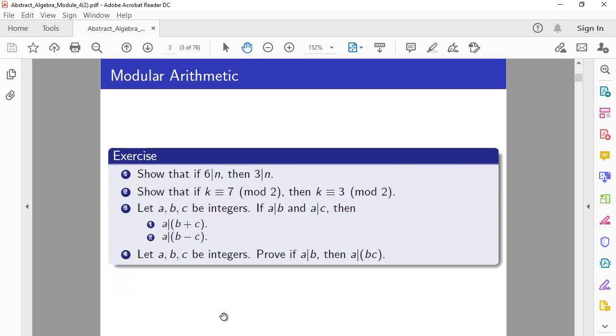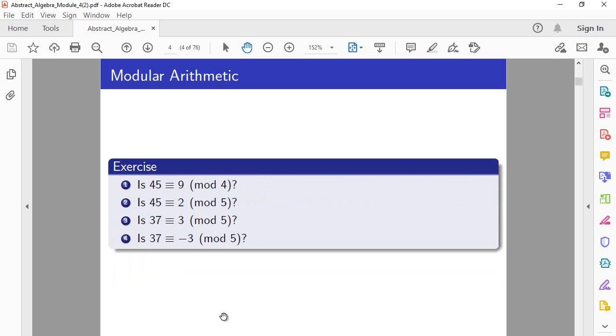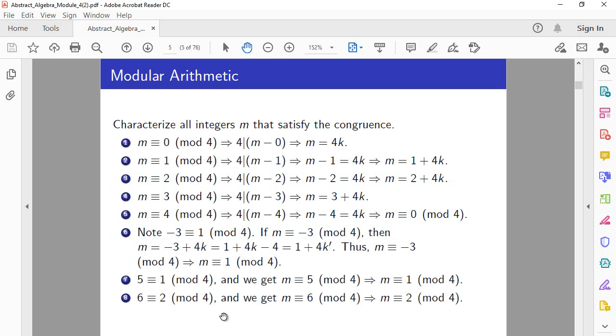Here is a set of exercises. So let me skip over another set of exercises.